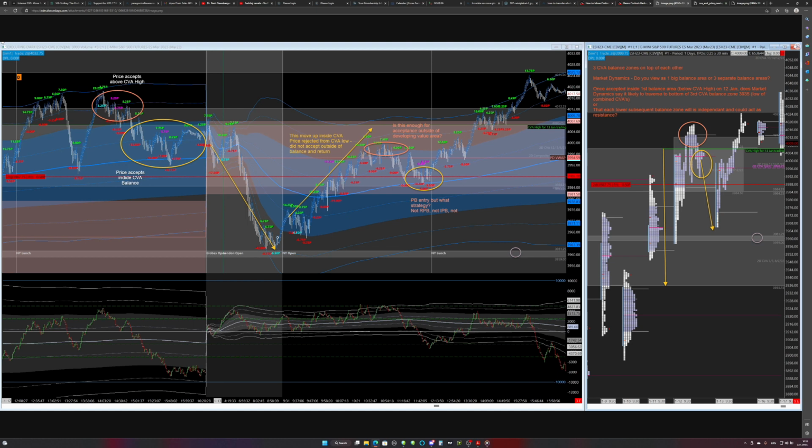We come from below, we hit the 1.5 and then chop here, and then come back down, and look where we come. We come to this low. So this is an acceptance picture. This is a return pullback into this value area here, to this CVA here.